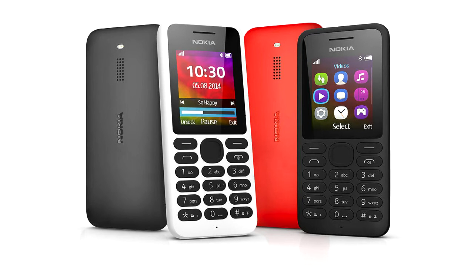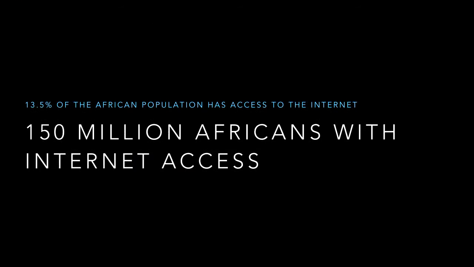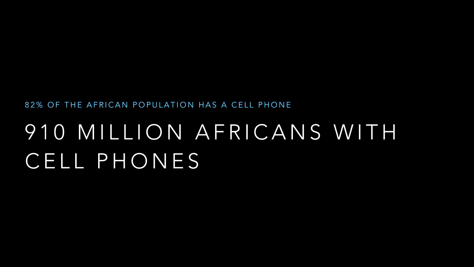Now, you may have noticed sometime, about 2 years ago, the Microsoft Nokia 130 hit the news. It was 27 AU dollars. And the reason is because it's the first phone that was going to replace that 1100. And that's pretty impressive. So here's every device on the internet. There are 150 million Africans with internet access out of a population, that's 13.5% of their population. 910 million of them have cell phones.